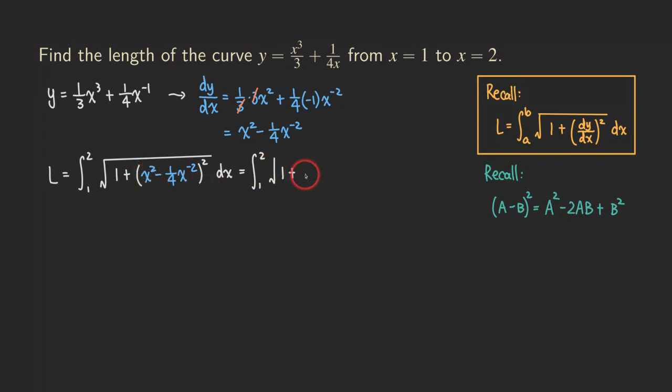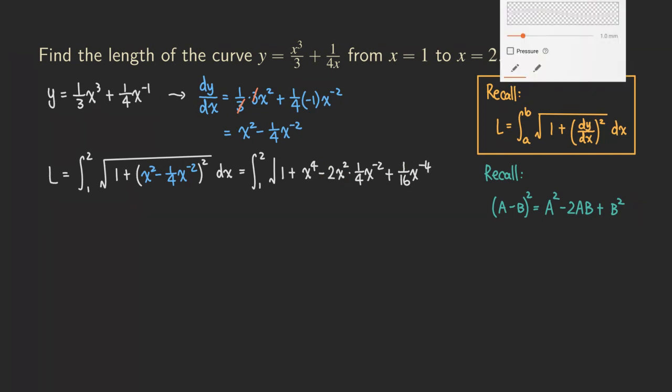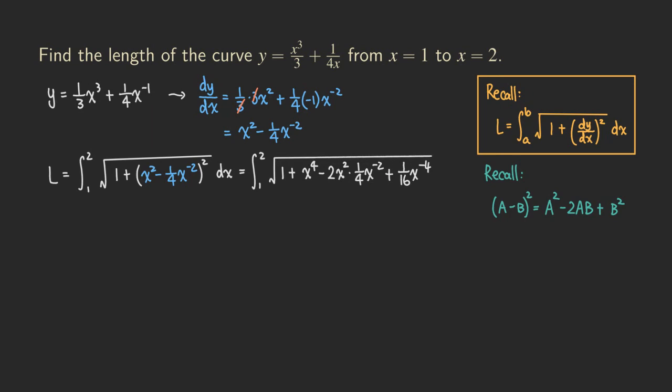Then we are going to square the first term, which will give us x to the 4th, because you're squaring the x squared. And then you multiply the first term and the second term, and you double it. So you are going to get minus and then the 2. The first term would be x squared, the second term would be 1 over 4. I already put the minus sign in the front, so I don't need to put the minus sign right here. Then I get x to the negative 2. And then you square the last term, you square the 1 over 4, and you get 1 over 16. You square the x to the negative 2, you get x to the negative 4. And then all that is under the square root.